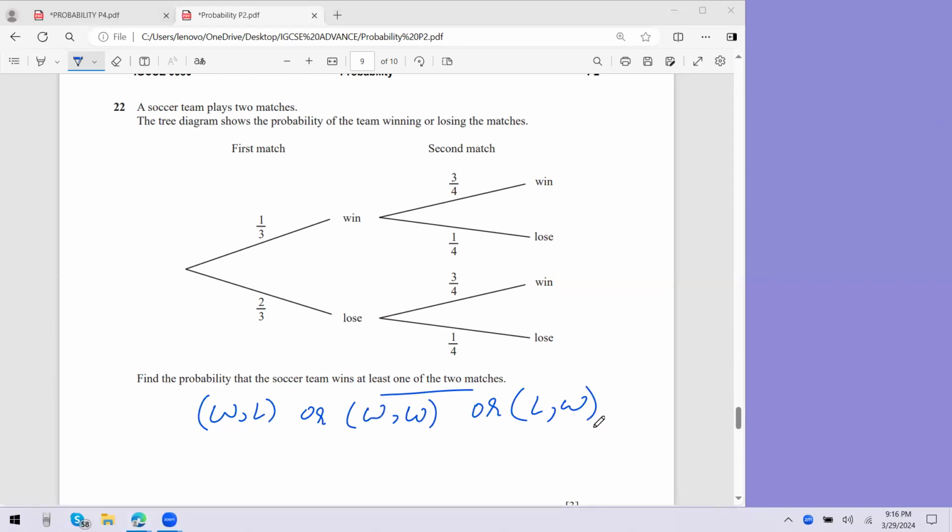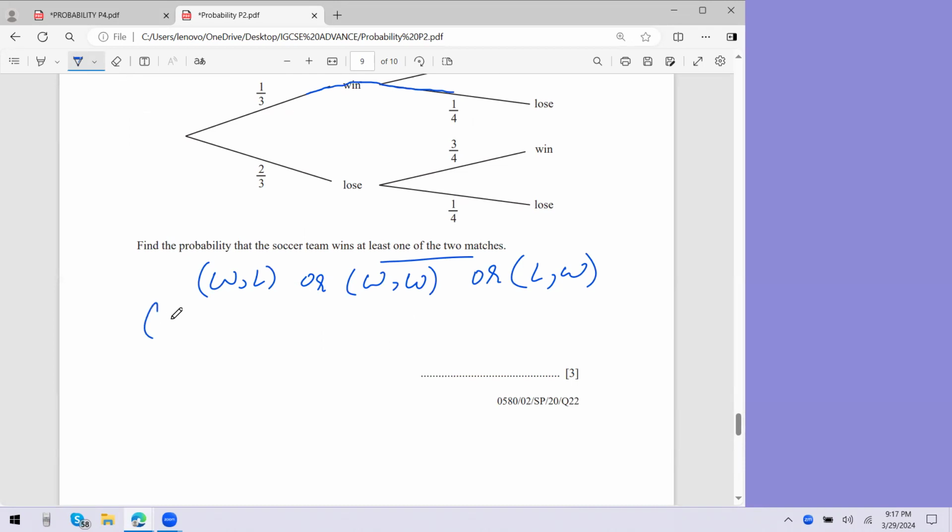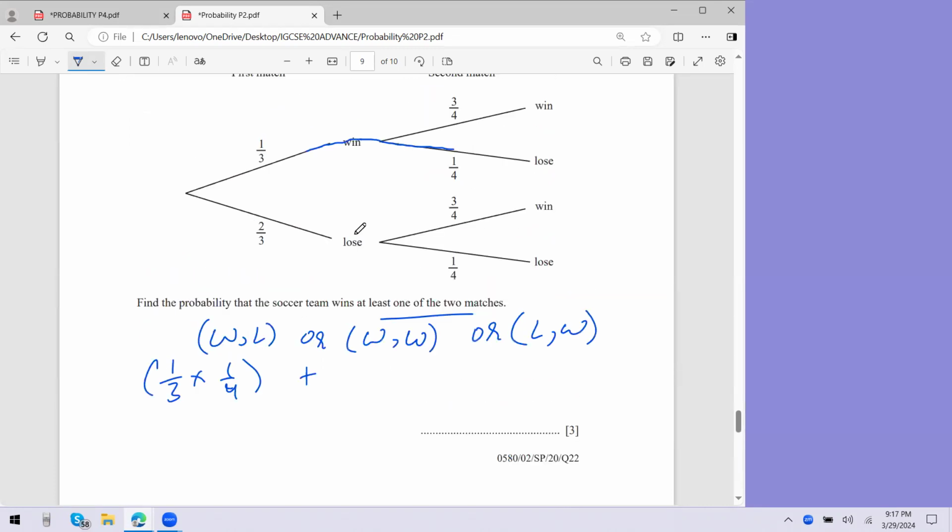So these all have at least one win. Okay. So what's the probability of win and lose? Win and lose, like you are going here, this path. When you're going along the same path, you need to multiply the probabilities. So it's 1 by 3 multiplied by 1 by 4, right? Then or means plus win-win. Win-win, you need to go up. So 1 by 3 times 3 by 4. And then lose win. So that is 2 by 3 times 3 by 4.